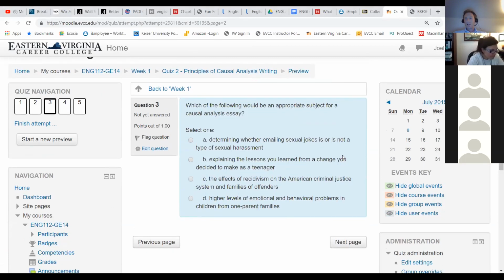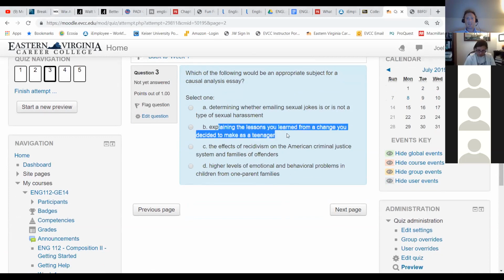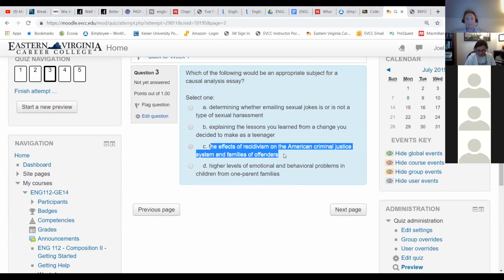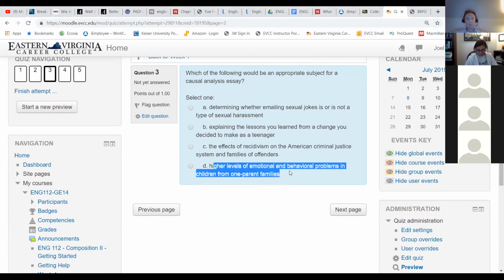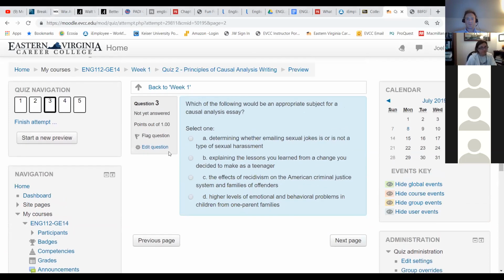Okay. Let's try question 3. Which of the following would be an appropriate subject for a causal analysis essay? Again, determining whether emailing sexual jokes is a type of sexual harassment. Explain the lessons you learned from a change you decided to make as a teenager. The effects of recidivism on the American criminal justice system. Higher levels of emotional and behavioral problems in children from one-parent families.